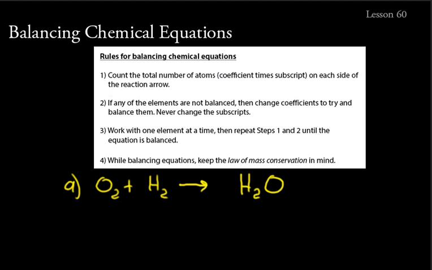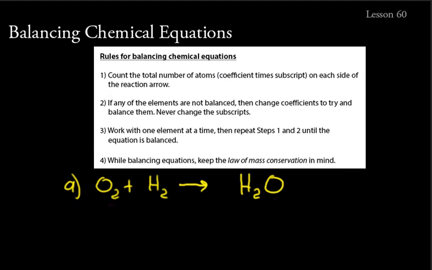Step 1 says count the total number of atoms on each side of the reaction arrow. So we see 2 oxygens there. We see 1 over here. And then for hydrogen, we see 2 on the left and then 2 on the right. So that's actually already balanced.